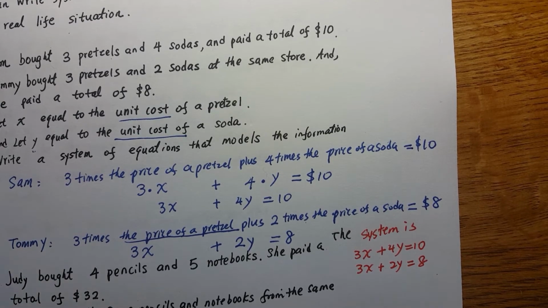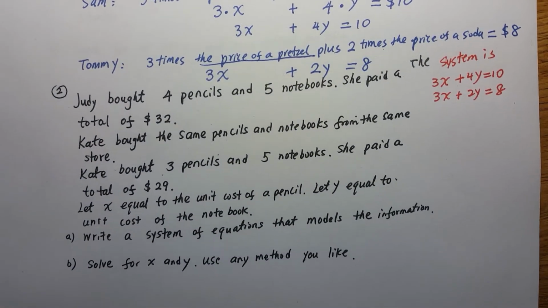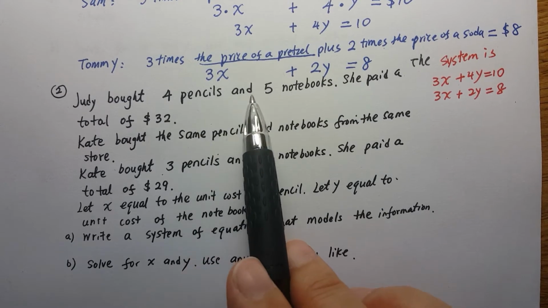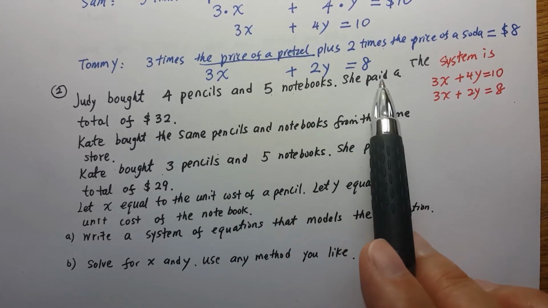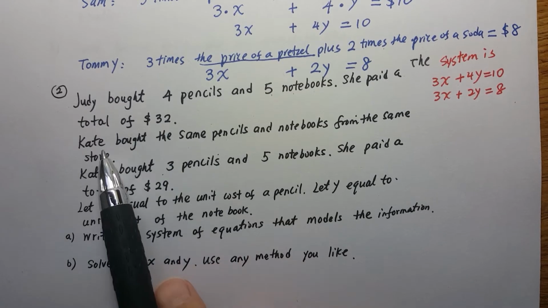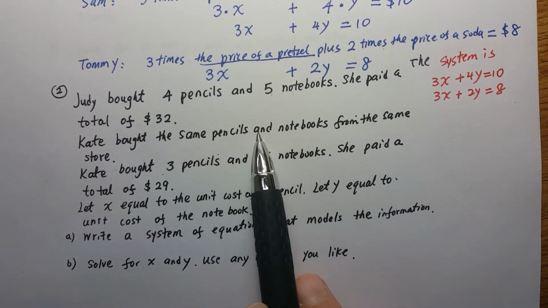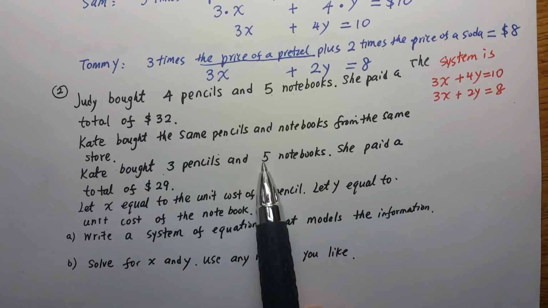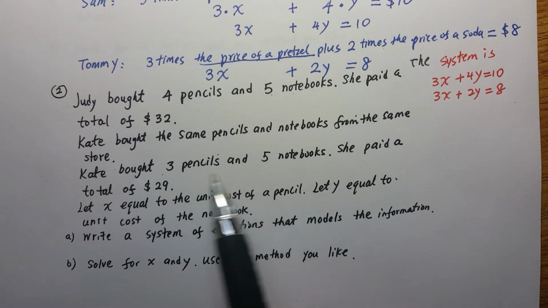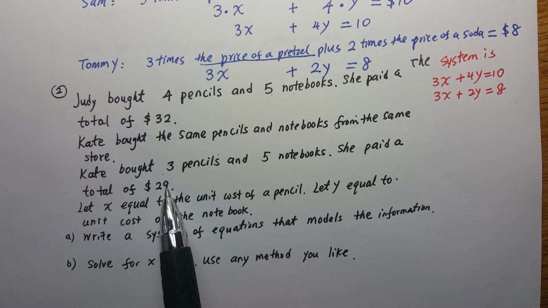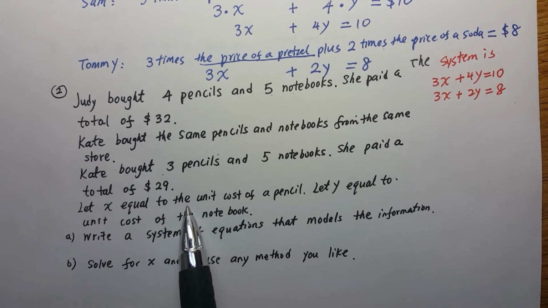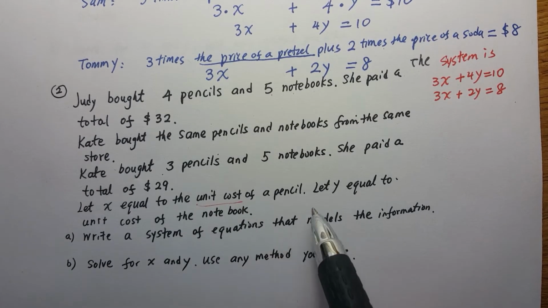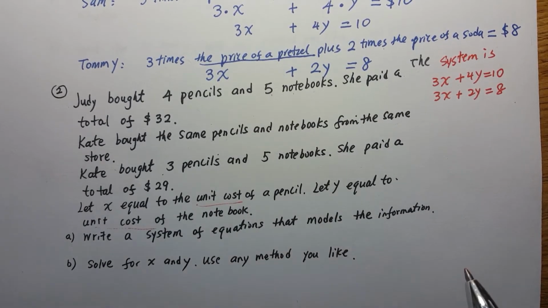Now let's take a look at question number 2. Judy bought 4 pencils and 5 notebooks. She paid a total of $32. Kate bought the same pencil and notebook from the same store. Kate bought 3 pencils and 5 notebooks. She paid a total of $29. Let x equal the unit cost of a pencil and y equal the unit cost of a notebook. So now part A, write a system of equations that models the information.